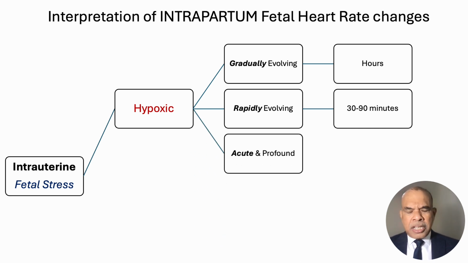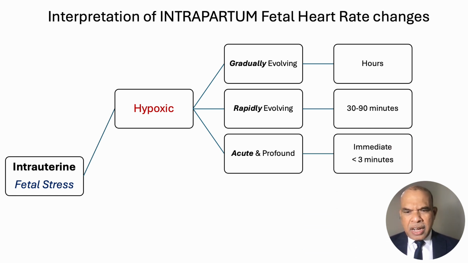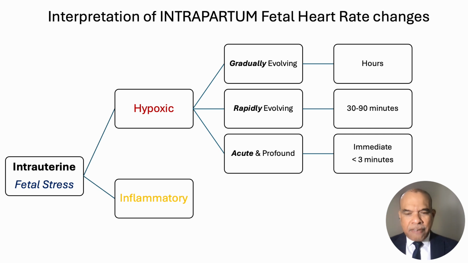Or there can be an acute profound hypoxic insult, umbilical cord prolapse, uterine rupture, where oxygen delivery is immediately interrupted and immediate action has to be taken, and this has to be recognized in about 3 minutes so that we can have timely action to improve outcomes or correct the problem.